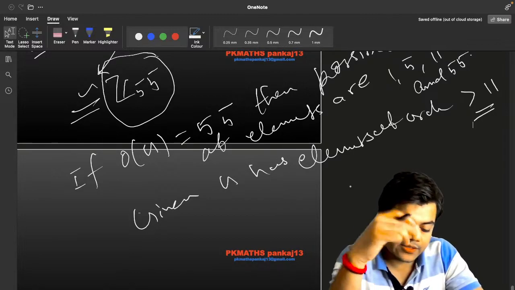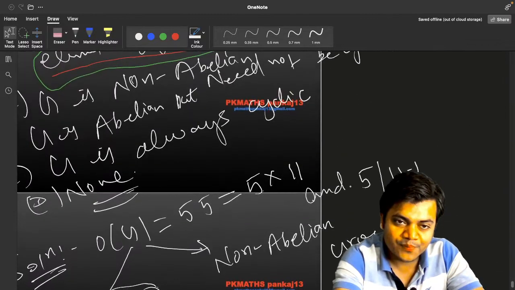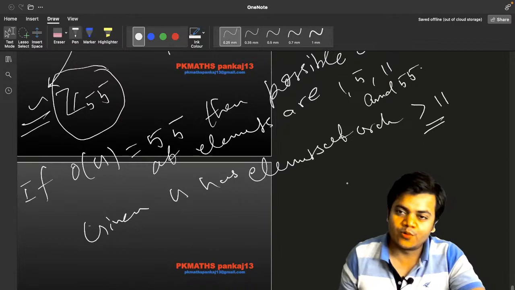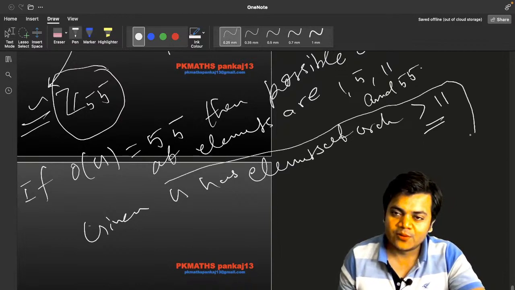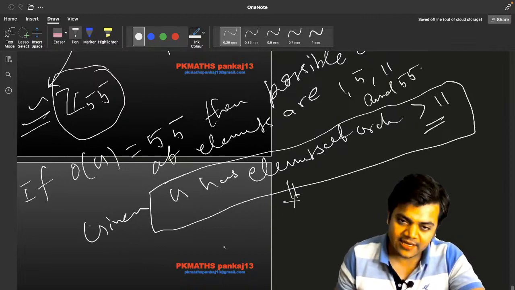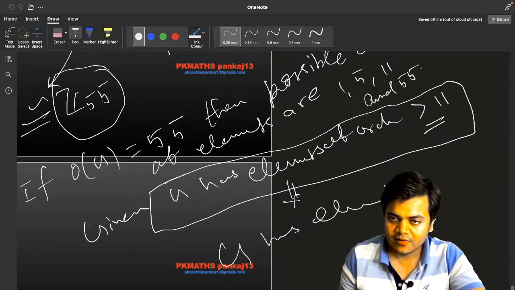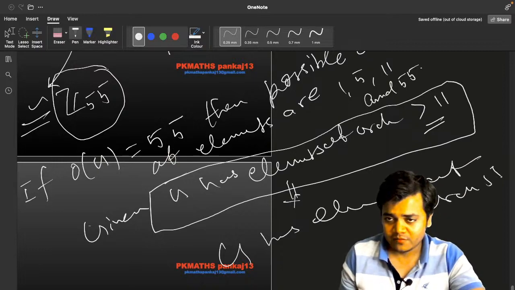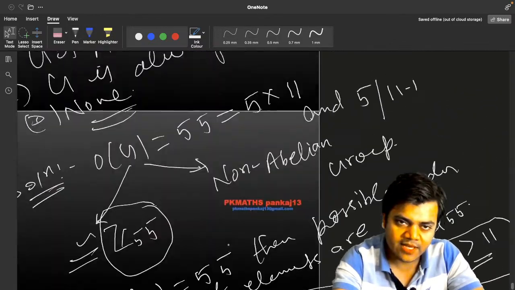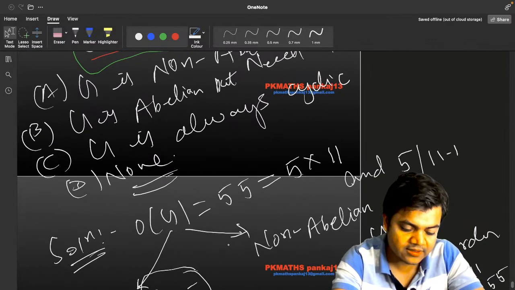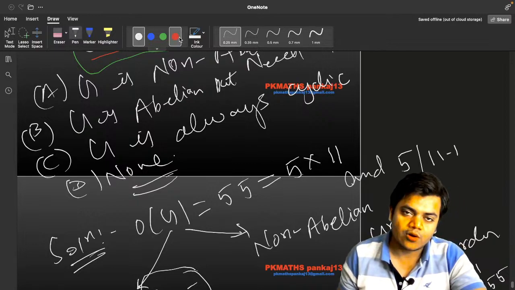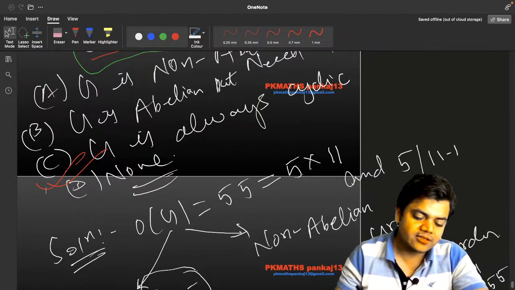So we can say what? G has elements of order 55 also, isn't it? This has been concluded from this statement: G has elements of order strictly greater than 11. This concludes that G has elements of order 55 also. And if G has elements of order 55, then we will not hesitate to say that G is cyclic, isn't it? Yes. So that's why the conclusion is that G is always cyclic. So that condition matters.